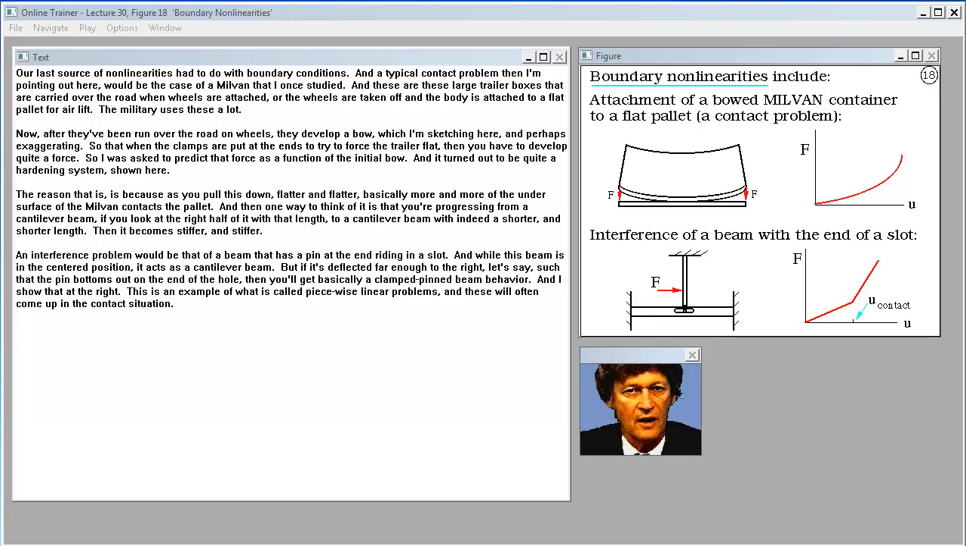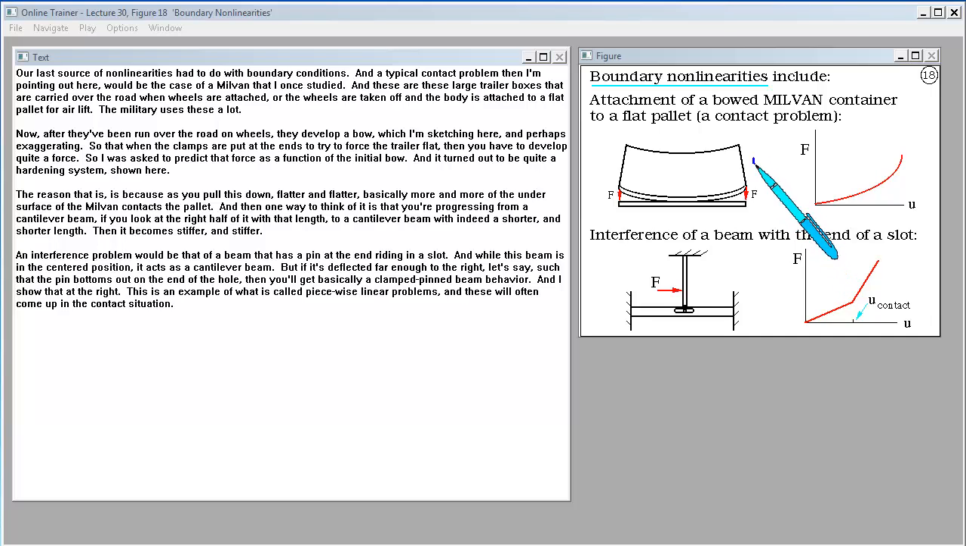Our last source of nonlinearities had to do with boundary conditions. And a typical contact problem that I'm pointing out here would be the case of a mill van that I once studied. And these are these large trailer boxes that are carried over the road when wheels are attached, or the wheels are taken off and the body is attached to a flat pallet for airlift. The military uses these a lot. Now, after they've been run over the road on wheels, they develop a bow, which I'm sketching here and perhaps exaggerating, so that when the clamps are put at the ends to try to force the trailer flat, then you have to develop quite a force.